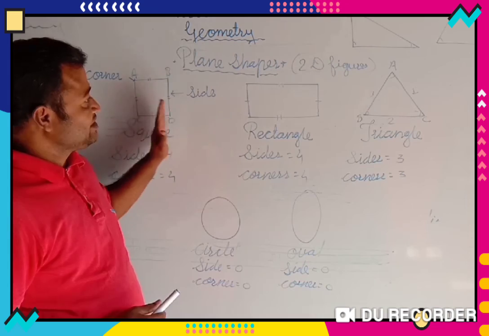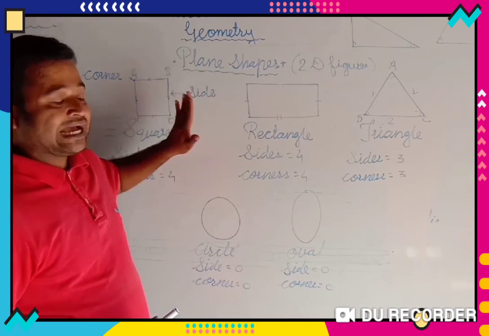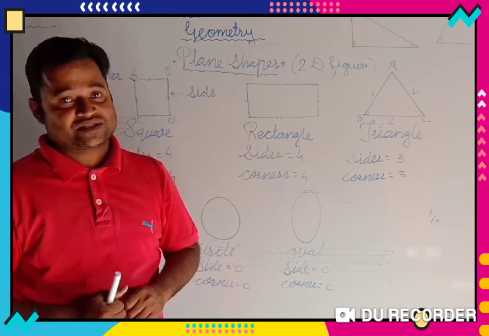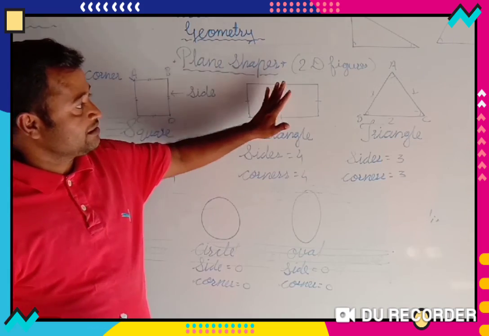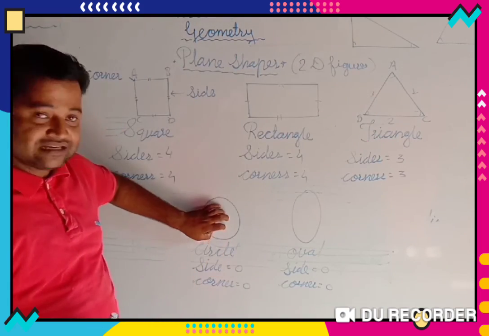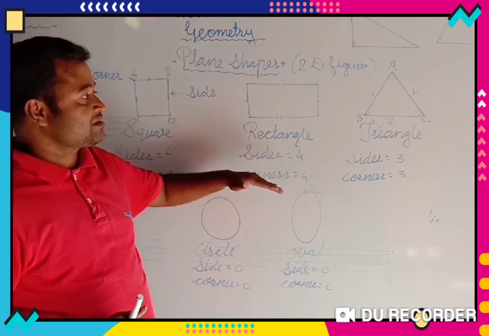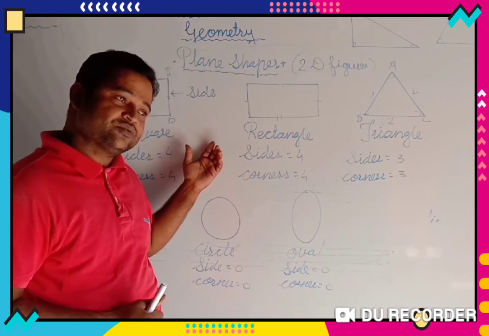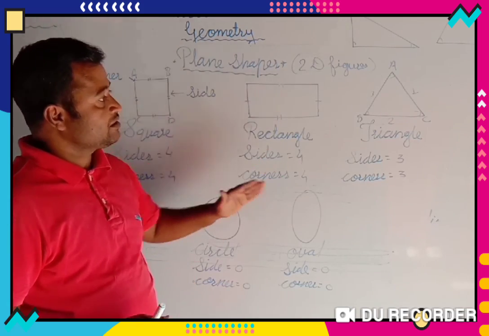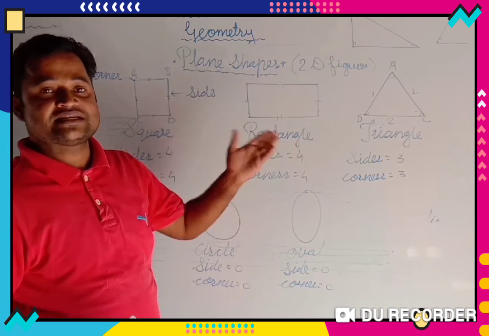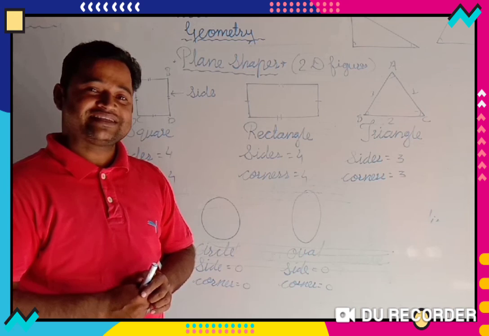Dear students, I will just give you an activity based on plane shapes. I want you to take matchsticks and prepare plane shapes: square, rectangle, triangle, circle and oval with matchsticks. If sufficient matchsticks are not available at your house, you can simply take small sticks of the same size, prepare these shapes and send them to me on my WhatsApp number.